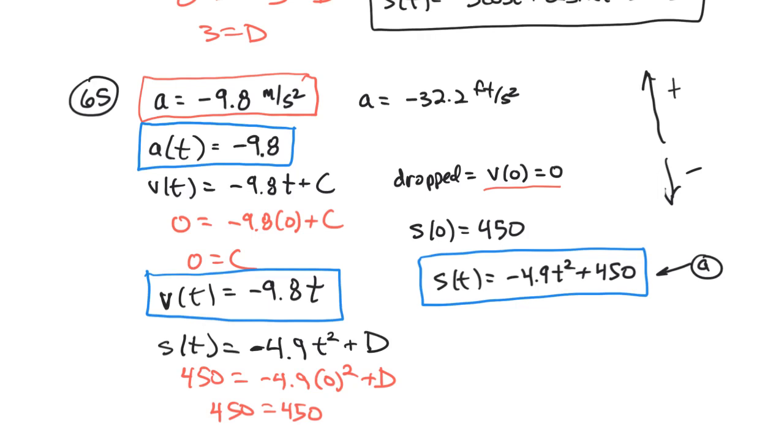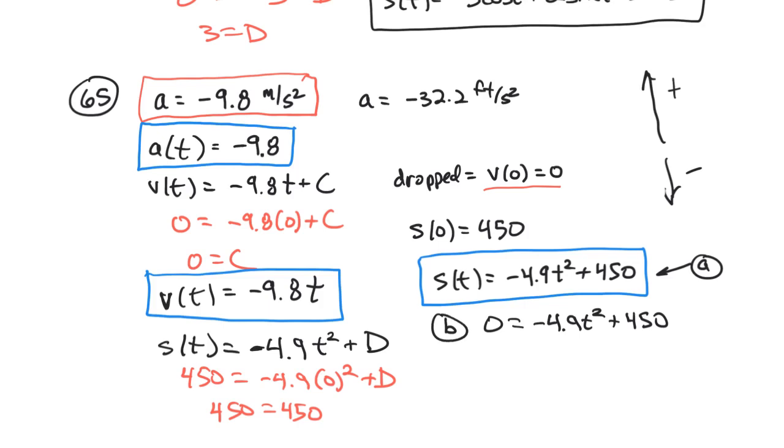Well, when it reaches the ground, the position will be 0, right? So we've got position will be 0, and so we can solve that. So for part B, we just need to solve this. So part B will say 0 equals negative 4.9 t squared plus 450. So this is part B.